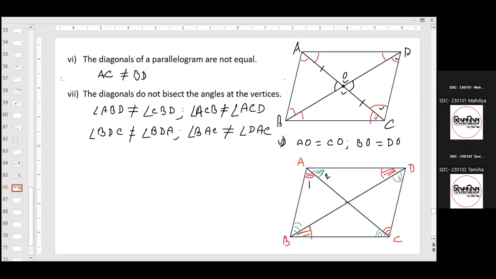1, 2, 3, 4, 5, 6, right? And 7, 8, these are the labels of the angles. I want to say that angle 1 is equal to angle 3, angle 2 is equal to angle 4, angle 6 is equal to angle 8, angle 5 is equal to angle 4. My question is how they are equal. I'm going to give you 3 minutes to think about it, and then give me the reason.